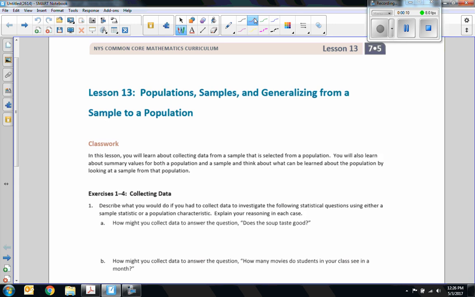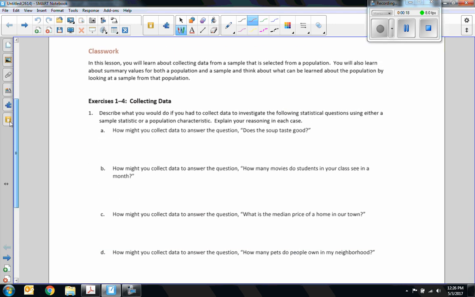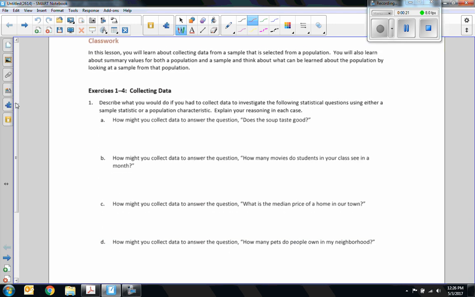This is Lesson 13, Populations, Samples, and Generalizing from a Sample to a Population. Classwork. In this lesson, you will learn about collecting data from a sample that is selected from a population. You'll also learn about summary values for both a population and a sample, and think about what can be learned about the population by looking at a sample from that population.